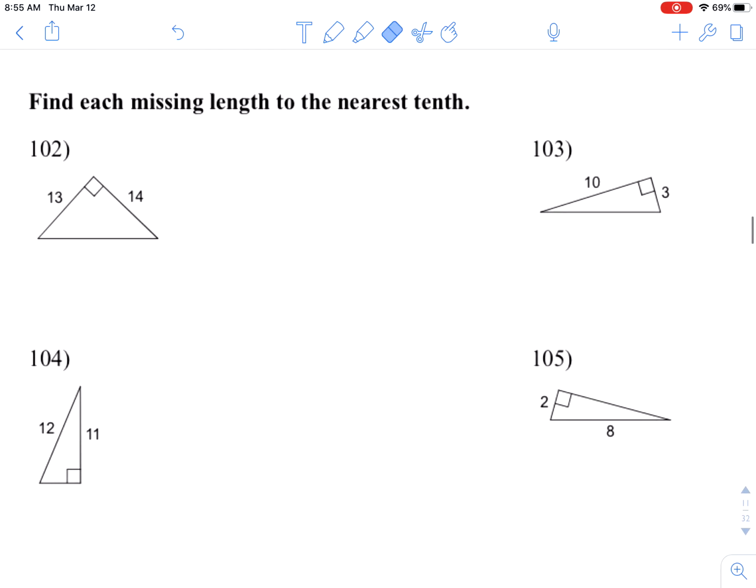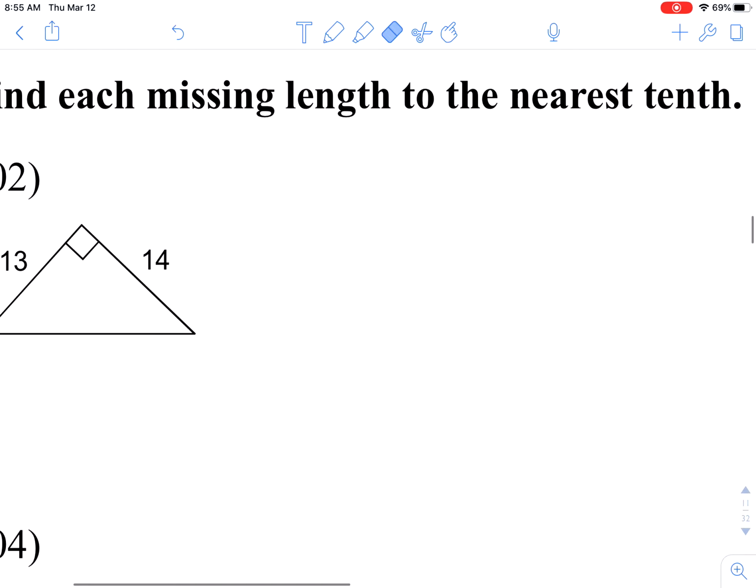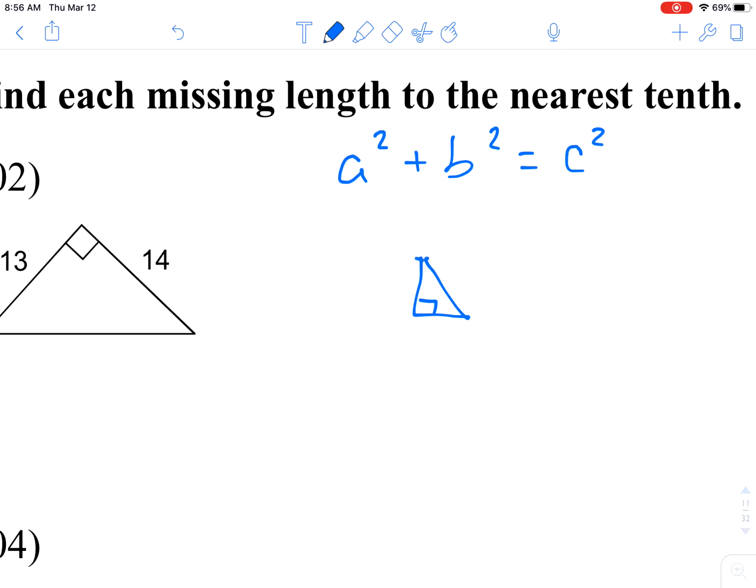And so the first thing we got to know is what Pythagorean Theorem is. Pythagorean Theorem states that a squared plus b squared equals c squared. And what that really means is that if you have a triangle and the two legs that come together create a right triangle, that the square that you could build on leg A and the square that you could build on leg B would equal the area of the square on leg C.